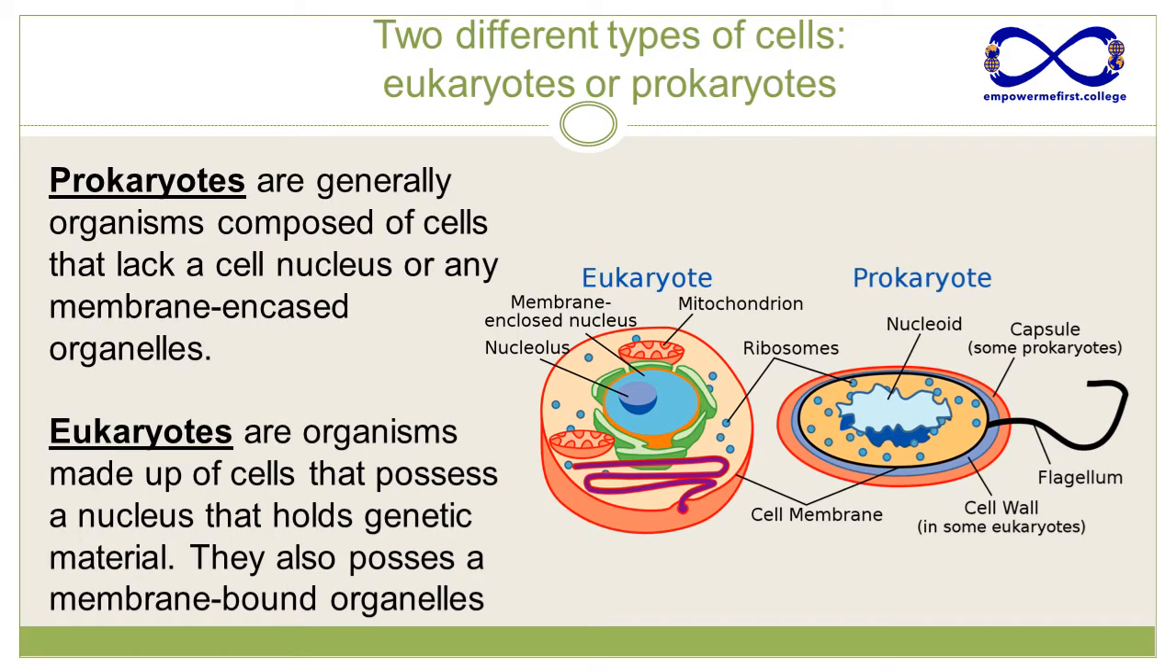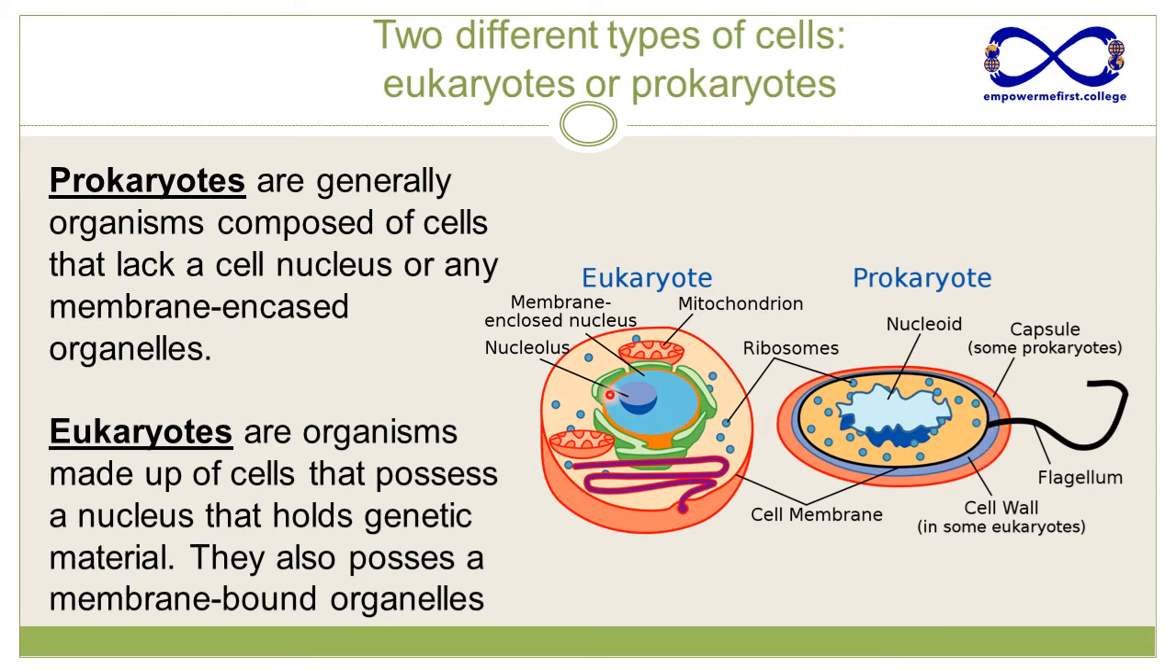Just to have a general definition, prokaryotes are generally defined as organisms composed of cells that lack a cell nucleus or any membrane-encased organelles. And we can see here, for example, this red one, which I'm highlighting with my pointer, is a prokaryotic cell, and as you can see, it is a very simple, easy structure. There is an absence of nucleus.